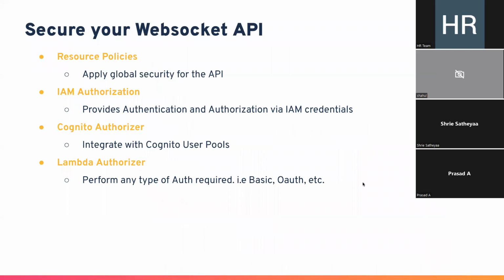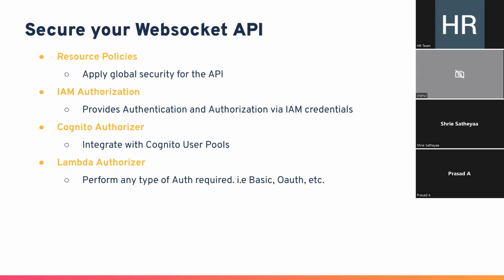Sure. So, secure your WebSocket API. There are four different strategies that can be used to secure our WebSocket API Gateway: resource policies, IAM authorization, Cognito authorizer, and Lambda authorizers. Resource policies means you can have policies attached to the WebSocket API Gateway, and allow or deny user connections based upon those policies.